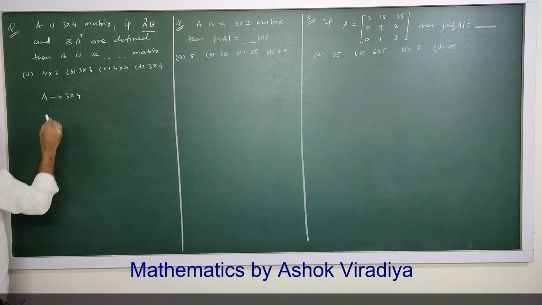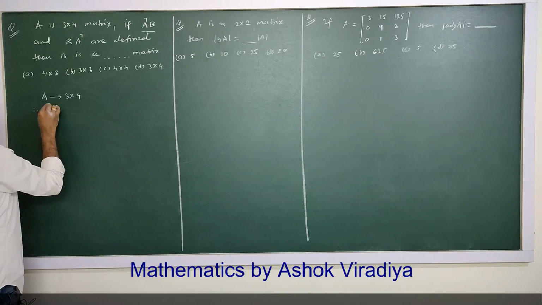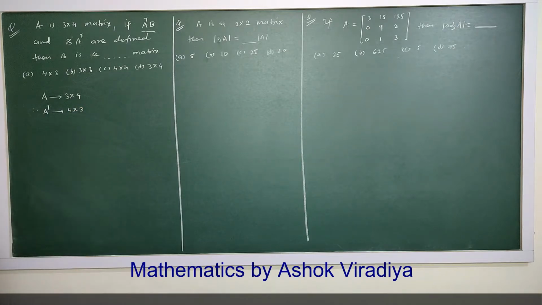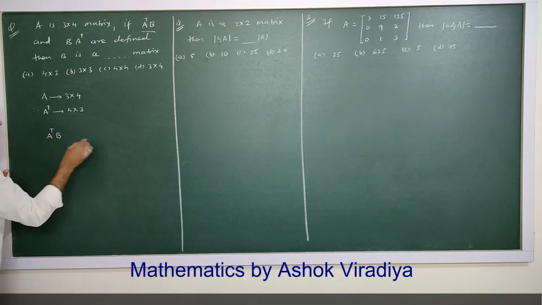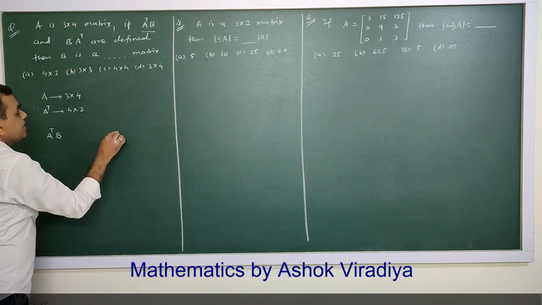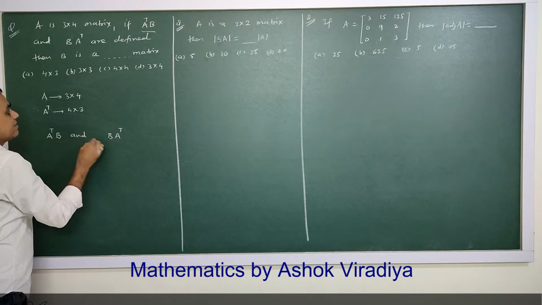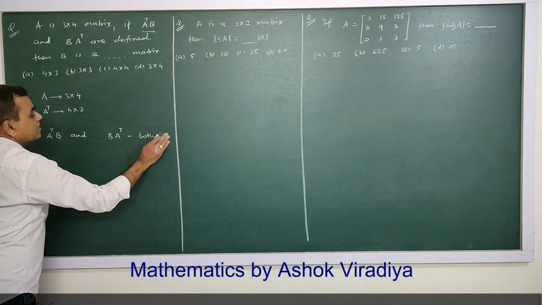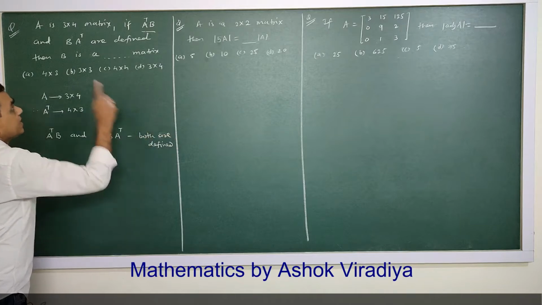Now say A is 3 by 4. So therefore its transpose, the order of its transpose, will be 4 by 3. Now we are also given that transpose of A into B and B into A transpose, both are defined. Both products are defined. That is given.